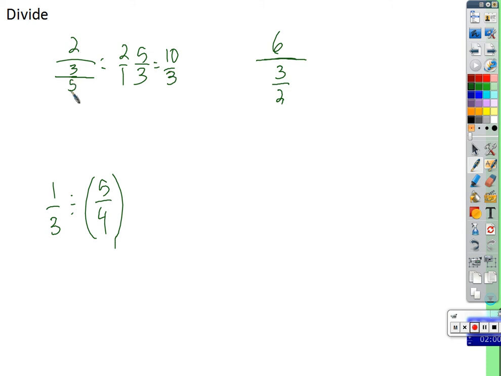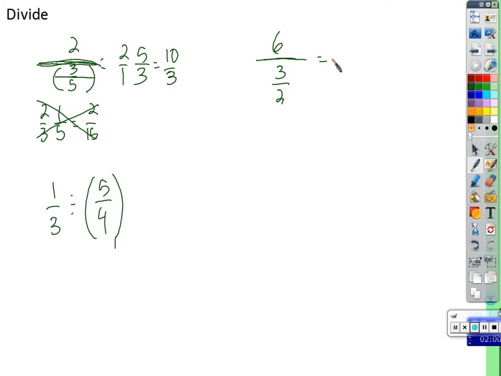Yeah. Think so? Because 2 thirds divided by 5 would be 2 thirds times 1 over 5. Same as 10 thirds, so yeah, it makes a big difference, and it's not the same. So it needs to be clear what we are dividing. Maybe a bigger line, maybe parentheses, something like that.